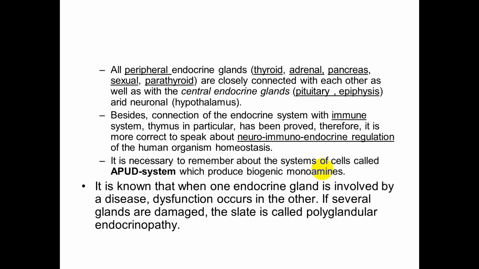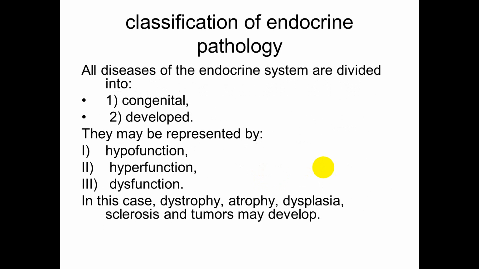Therefore, it is more correct to speak about neuroimmunoendocrine regulation of the human organism homeostasis. It is necessary to remember about the system of cells called the APUD system, which produce biogenic monoamines. It is known that when one endocrine gland is involved by a disease, dysfunction occurs in the others. If several glands are damaged, the state is called polyglandular endocrine pathology.